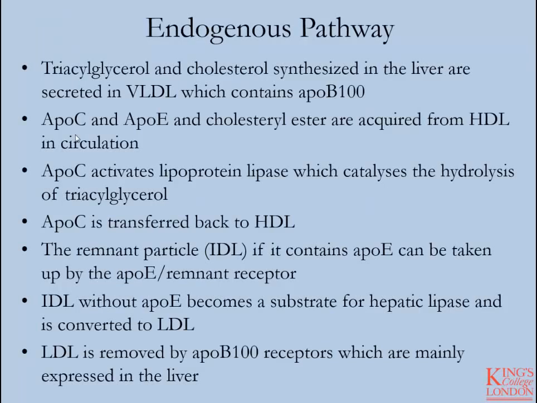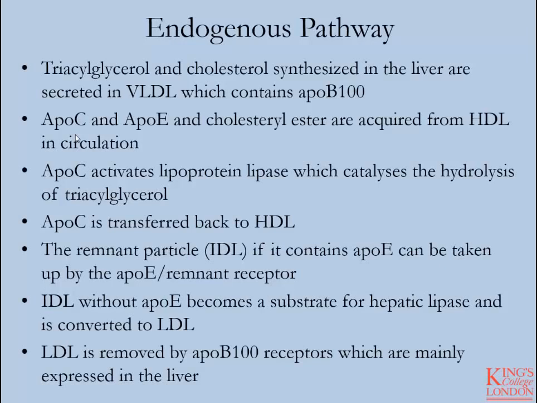Specific points on the endogenous pathway. So triacylglycerol and cholesterol can be either synthesized in the liver or obtained from circulation, whether that be from chylomicron remnants or from adipocyte non-esterified fatty acid liberation. ApoC and ApoE, as well as cholesterol ester, are acquired from HDL in circulation. Again, the ApoC is required for the activation of lipoprotein lipase, which catalyzes the hydrolysis of triacylglycerol.